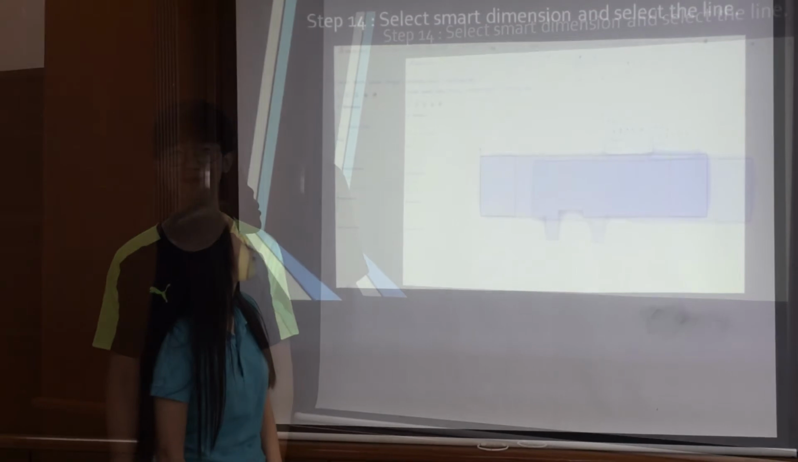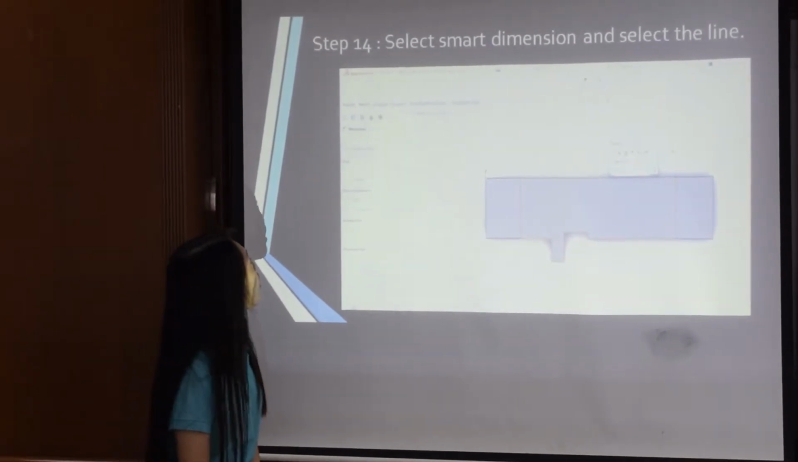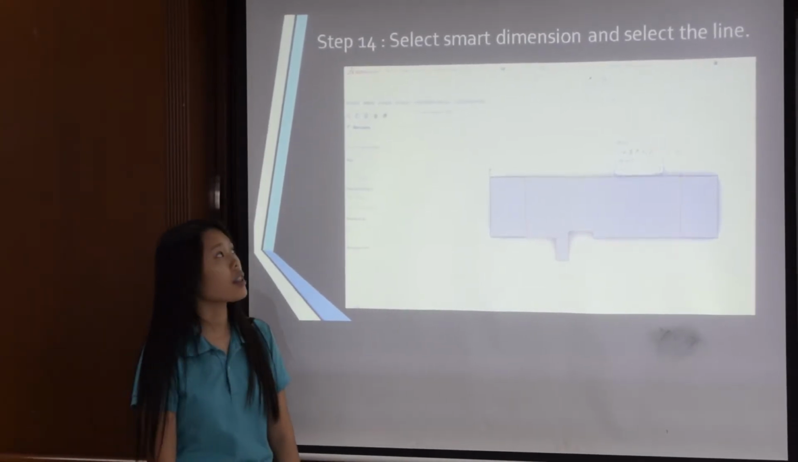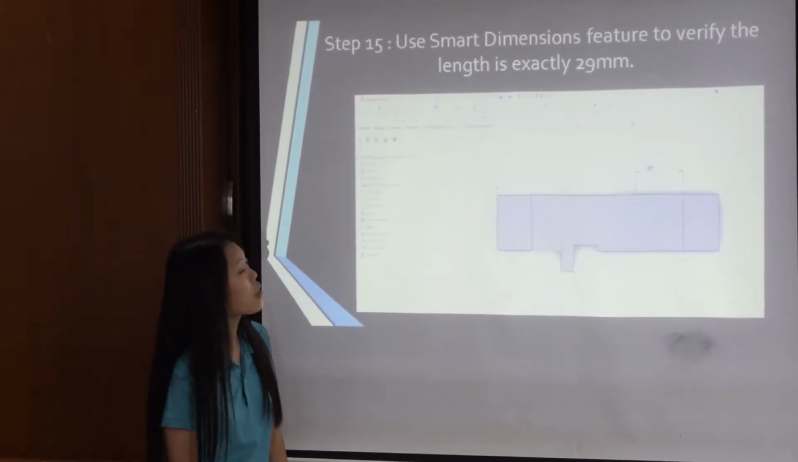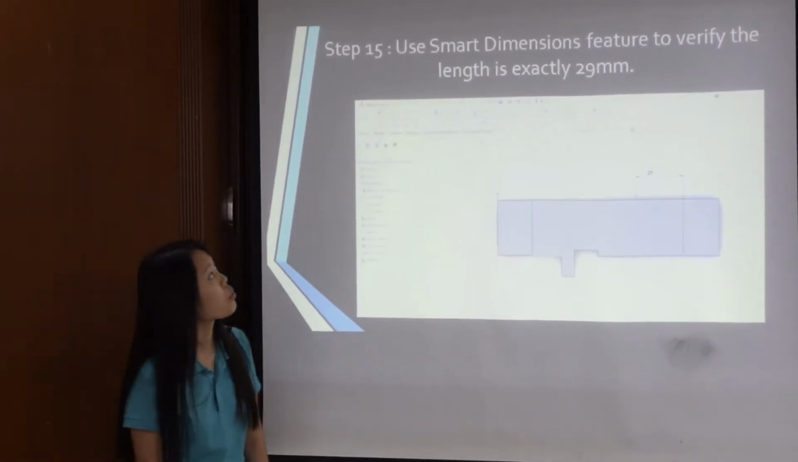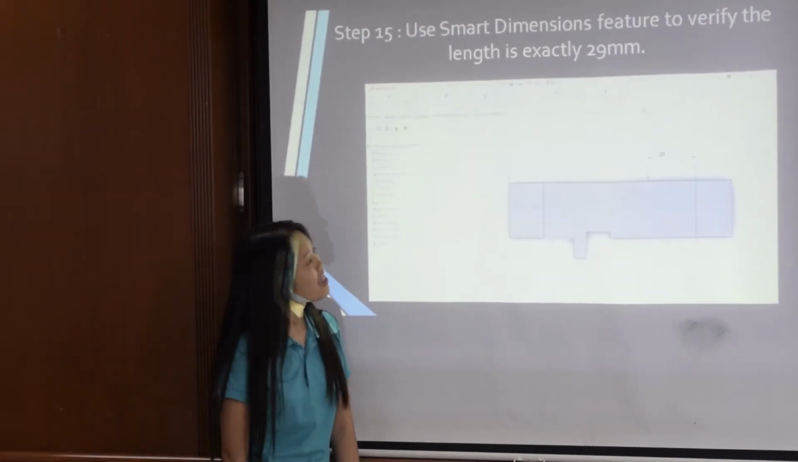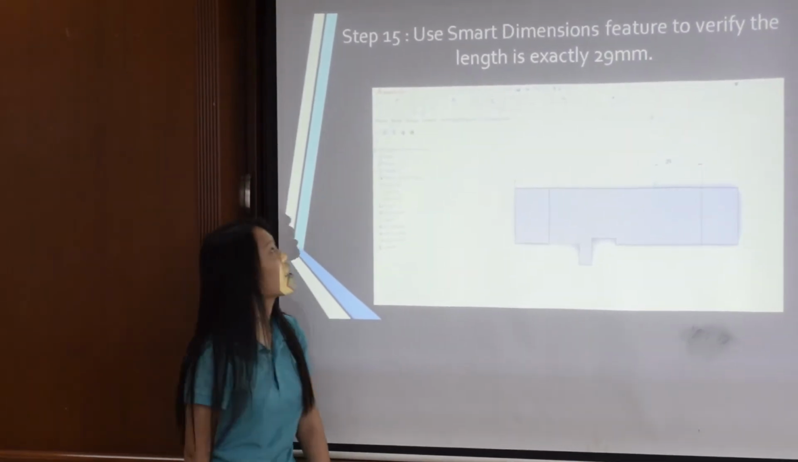I am going to explain the following step, which is step 14. In this step, we select the smart dimension and select the line. Next, we use the smart dimension to verify the length, which is this line is exactly 39 mm.